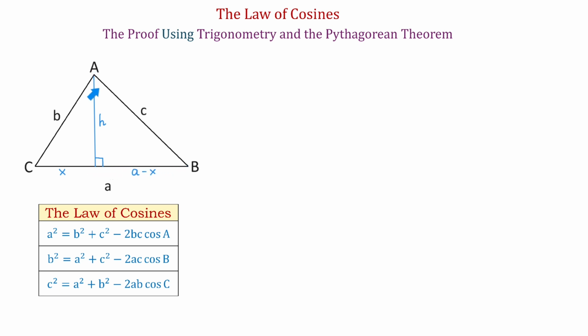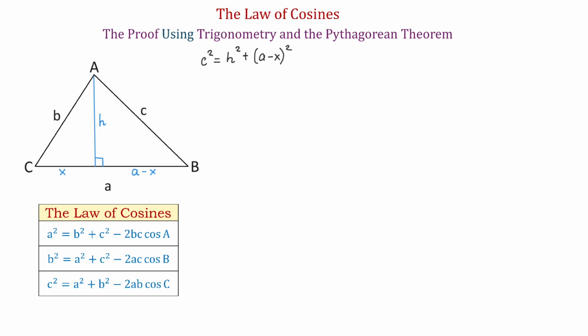Now let's take a look at the right triangle to the right. This triangle has the hypotenuse c. Using the Pythagorean theorem, we can write an equation that will have c squared. That will be h squared plus (a minus x) squared equals c squared. I will write this equation starting with c squared equals, then on the right side I will write h squared plus (a minus x) squared.